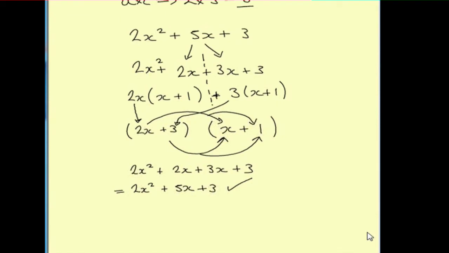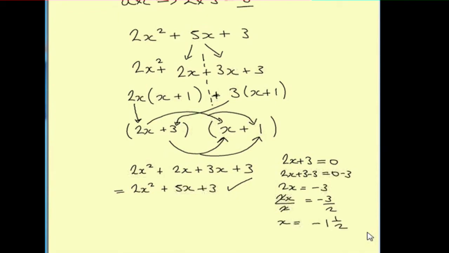Now to solve, we simply equate each factor to 0, as we did in the previous section. So take the 2x plus 3 and equate it to 0. So we take 3 from both sides there, so 2x equals minus 3, and then we divide both sides by 2. So x is equal to minus 1.5. So that's one factor, and just going to do the next one now.